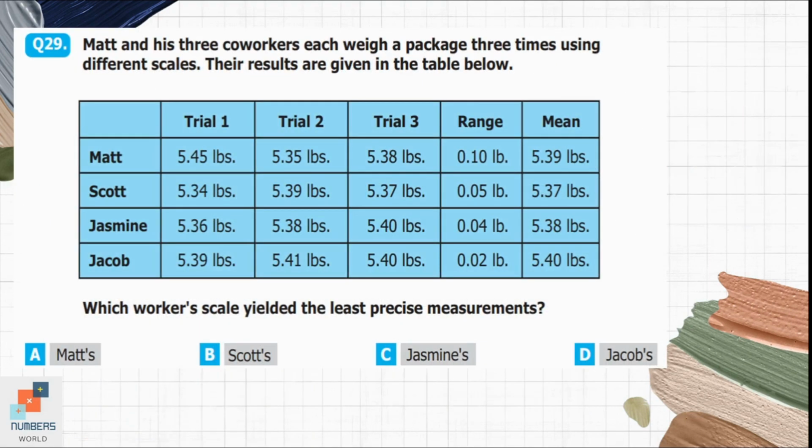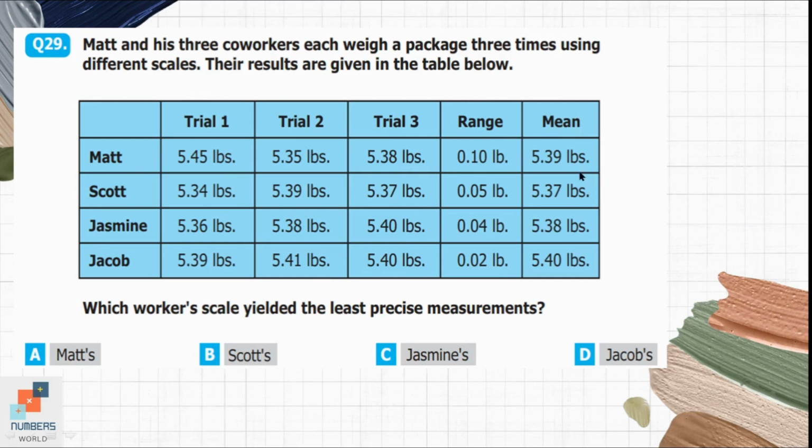Question number 29. Matt and his 3 co-workers each weigh a package 3 times using different scales. The results are given in the table below. Which worker's scale yielded the least precise measurements? So names are written in the first column and then the measurements are written in the next 3 columns. After that, we have a column of range and mean.